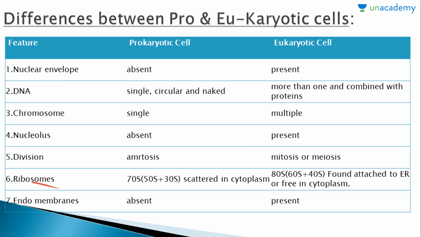Ribosomes, they are of 70S type, that is 50 plus 30S, and found scattered in the cytoplasm in the prokaryotic cells, and they are of 80S type, that is 60 plus 40S, which are found attached to the ER or free in cytoplasm. Endomembranes are absent in prokaryotic cell and are present in eukaryotic cells.